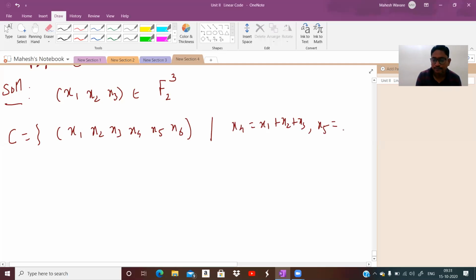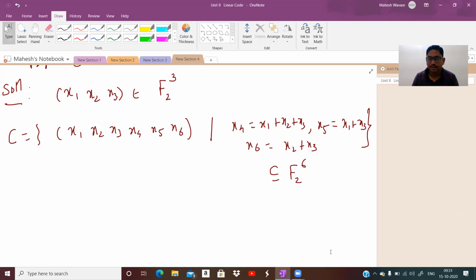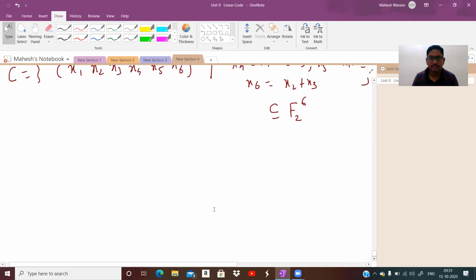x5 is sum of first and last, and x6 is x2 plus x3. And this is obviously a linear code. Linear code means you need to show that it is a subspace of this. You need to find size of C. Once you find dimension, you can easily say what is size of C. So how one can show this?